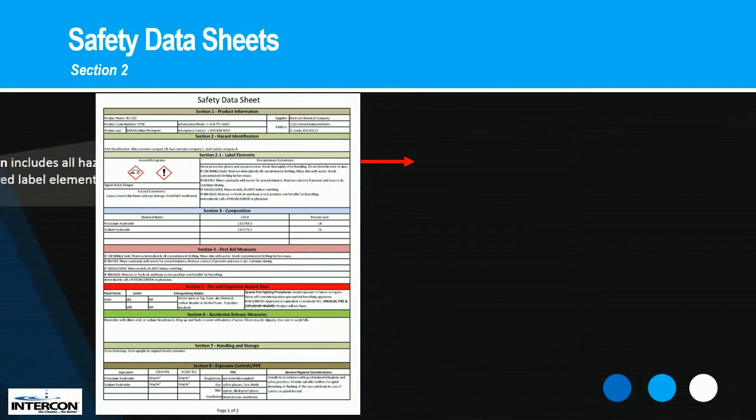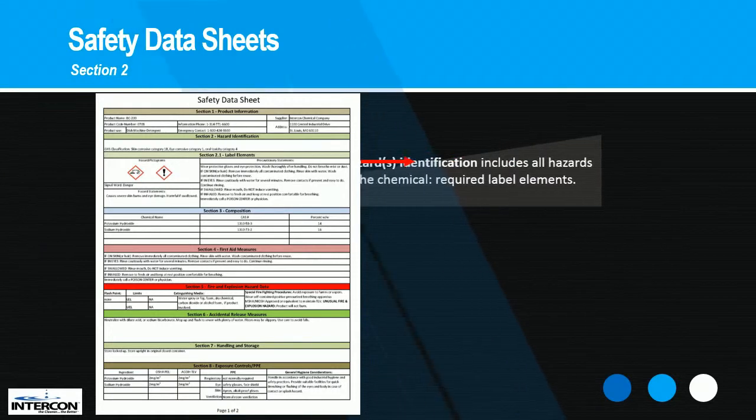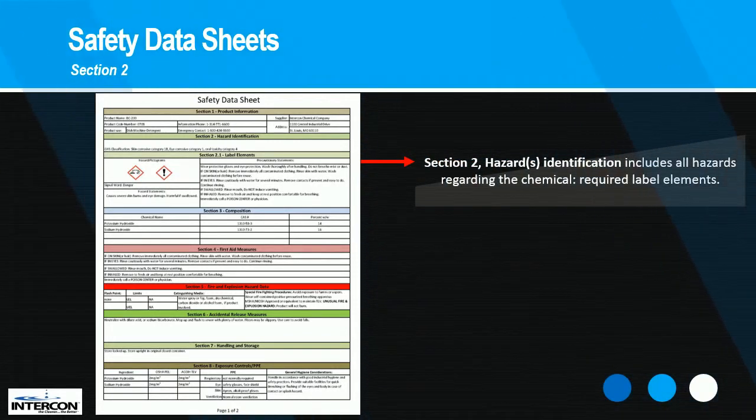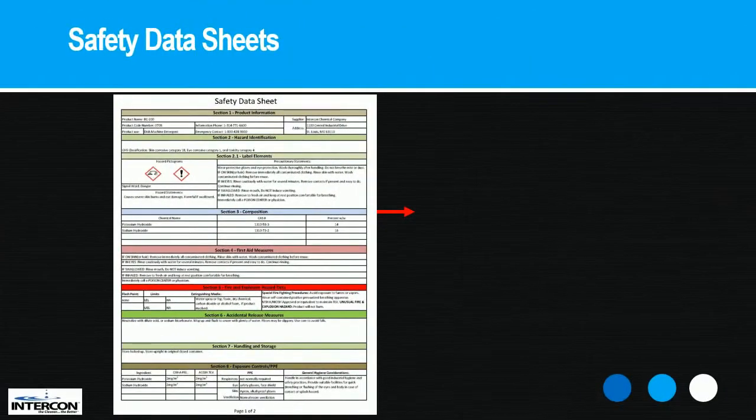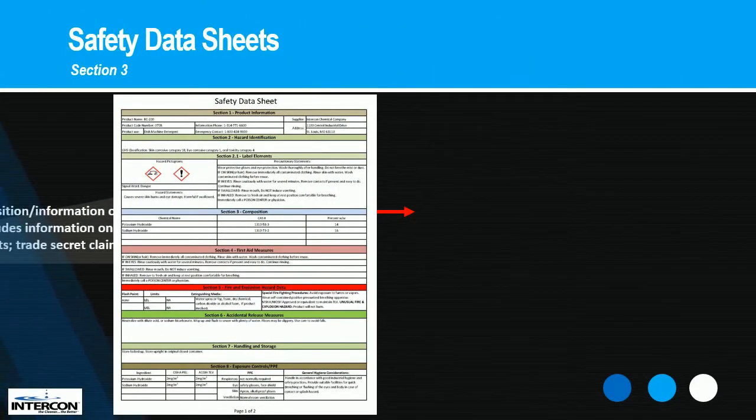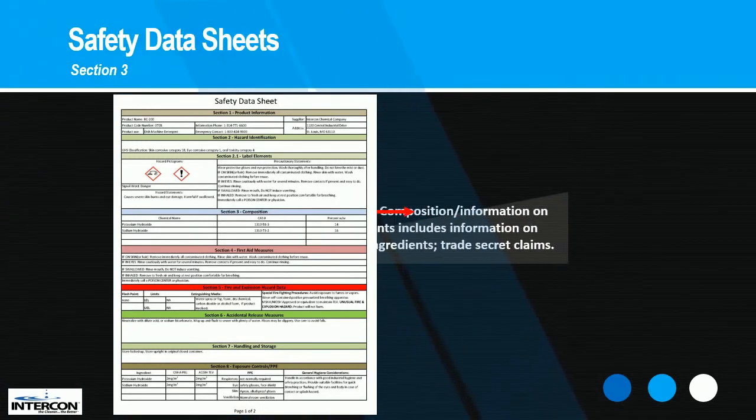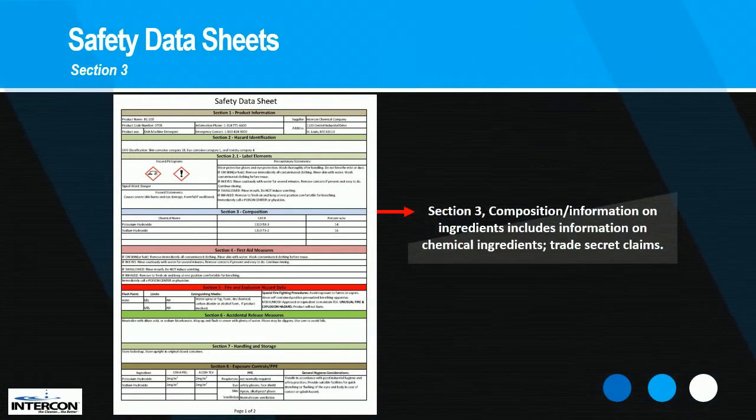Section 2. Hazard or hazards identification includes all hazards regarding the chemical and required label elements. Section 3. Composition information on ingredients includes information on chemical ingredients and trade secret claims.